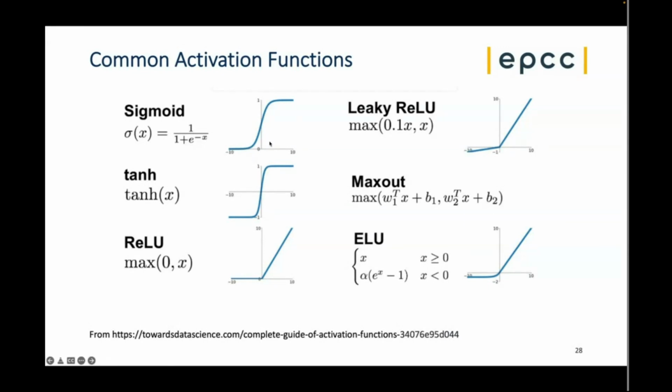Sigmoid was one of the earliest activation functions used, kind of by analogy with logistic regression, but these ones have been found to work well in practice.